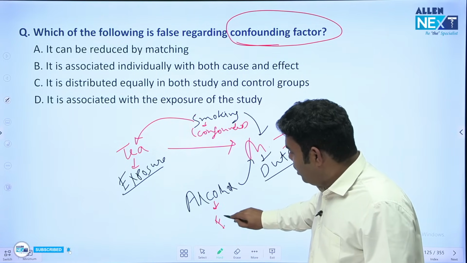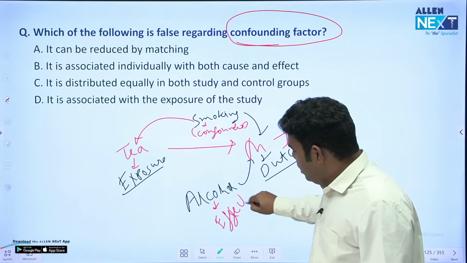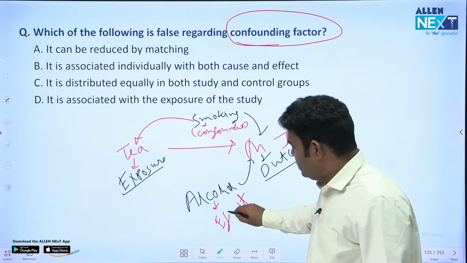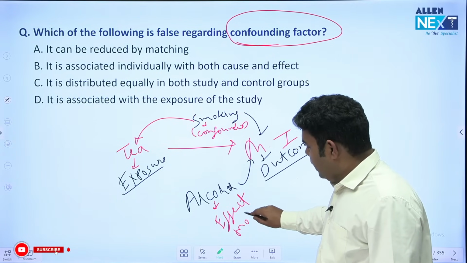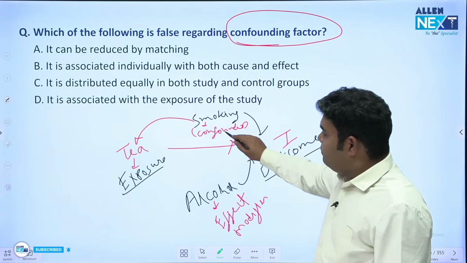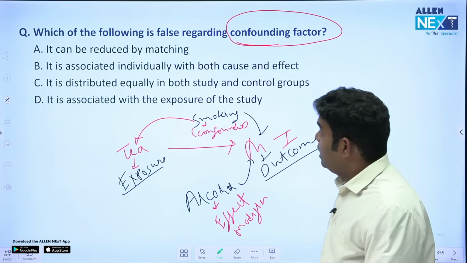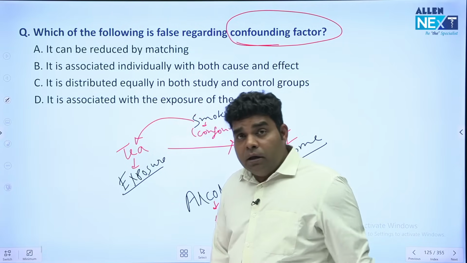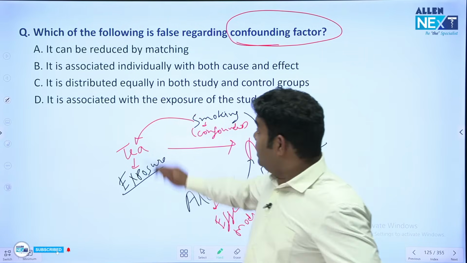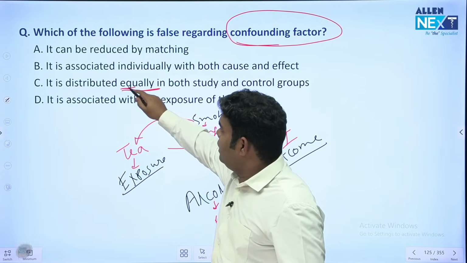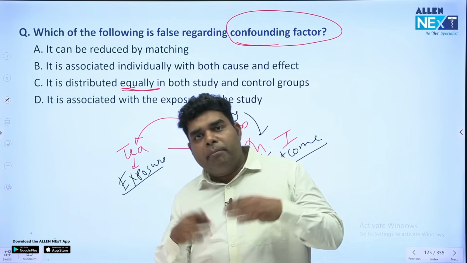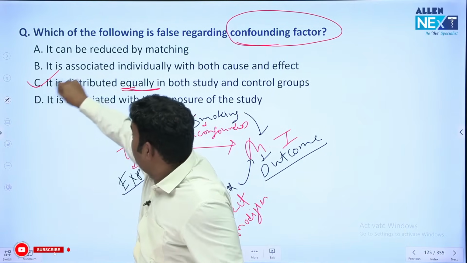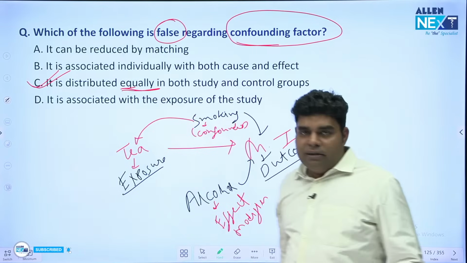Alcohol is the effect modifier. Effect modifier वो होता है which is only related to outcome, not related to exposure. Okay? So this is a confounder, external factor related to both. But it is not distributed equally. It is distributed unequally. दुनिया में कोई भी चीज बराबर बटी है क्या? तो ये कैसे बराबर बटेगा? So it is distributed equally. This is a wrong statement.